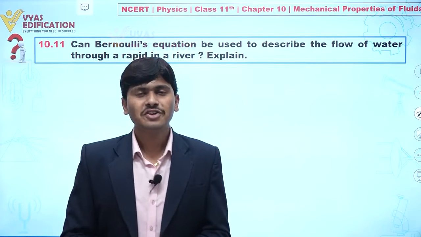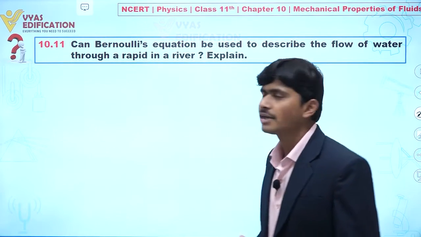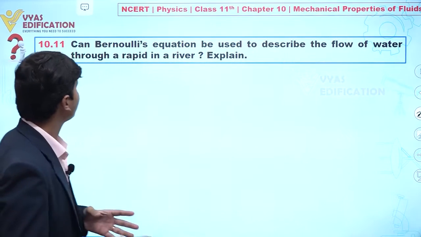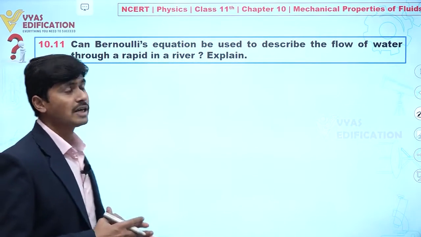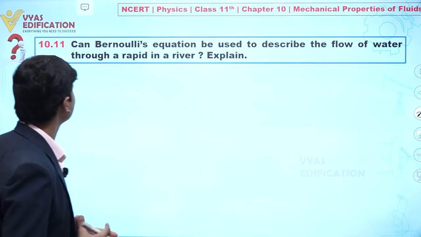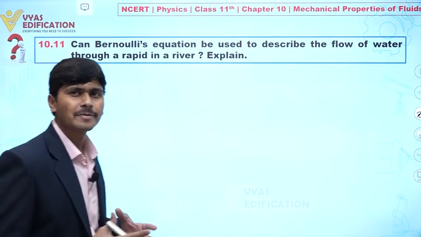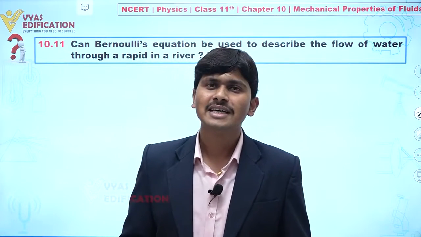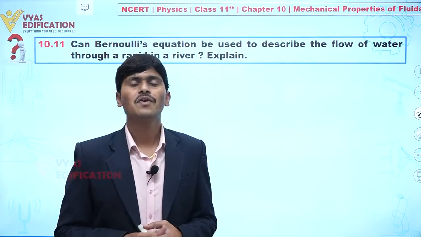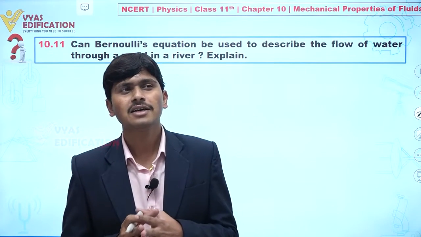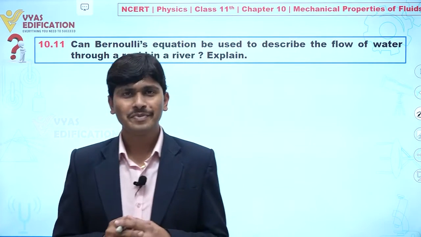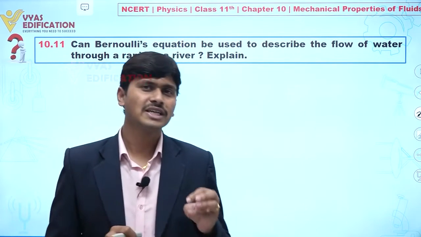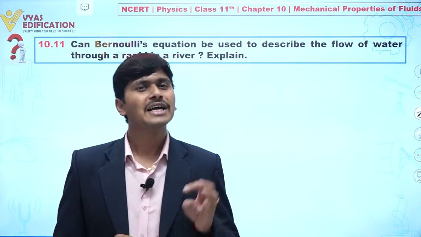Clear? Now dear students, we are going to discuss question number 10.11, and in this question it is given: can the Bernoulli equation be used to describe the flow of water through a rapid flow in a river? So now listen carefully. Actually the Bernoulli equation is applicable for a steady flow, or we can say for an ideal flow. Clear? And for an ideal flow there should be some conditions. Ideal flow should be steady, incompressible, irrotational.